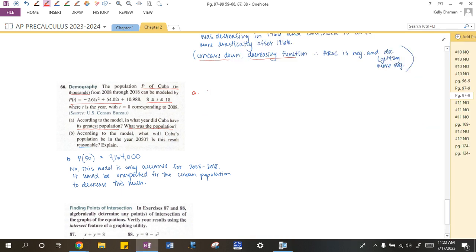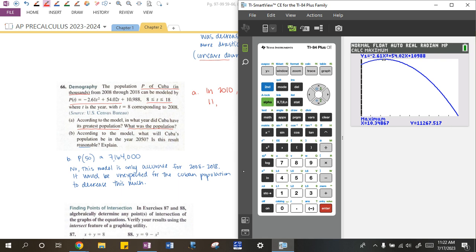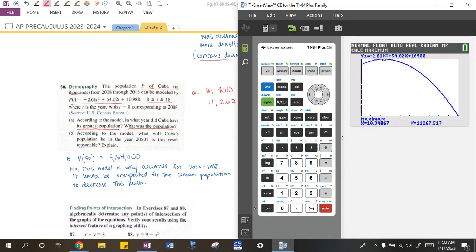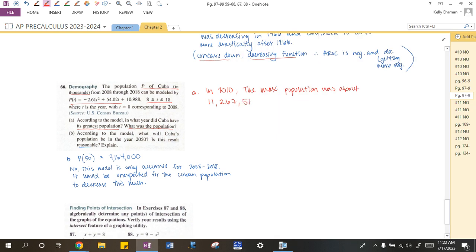Okay, so in 2010, the max population was about 11,267,517 people.